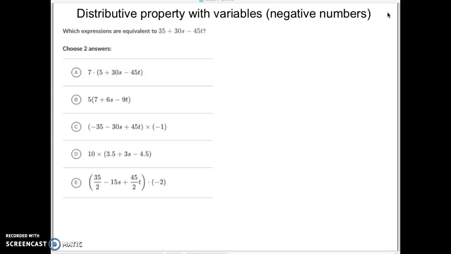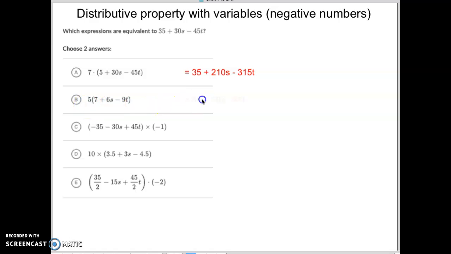Now, here's your first kind, and this is actually the harder of the two different types you might get. This one here, you need to figure out which of these equations right up here are equivalent to this one right here. So the best way of doing that is just simply distributing. Take the number in front of there and multiply through. So when I do that for this one, I will get 35 plus 210s minus 315t. Well, that certainly doesn't match, so we're not doing letter A.